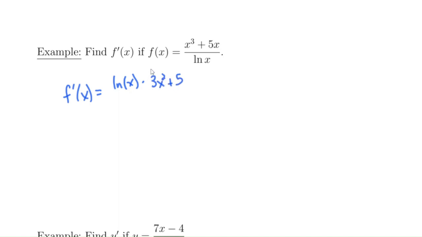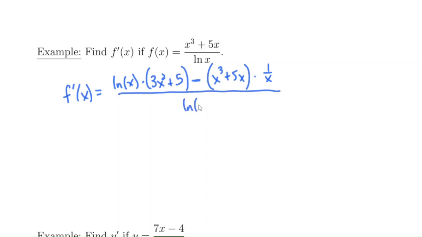Now, you need to remember to put this in parentheses because it's not just natural log of x times 3x squared, it's times 3x squared plus 5. Okay, low d high minus high, x cubed plus 5x, d low. And what's the derivative of the bottom? Derivative of natural log of x is 1 over x. And that would be all over the low squared. Okay, and that is your final answer.